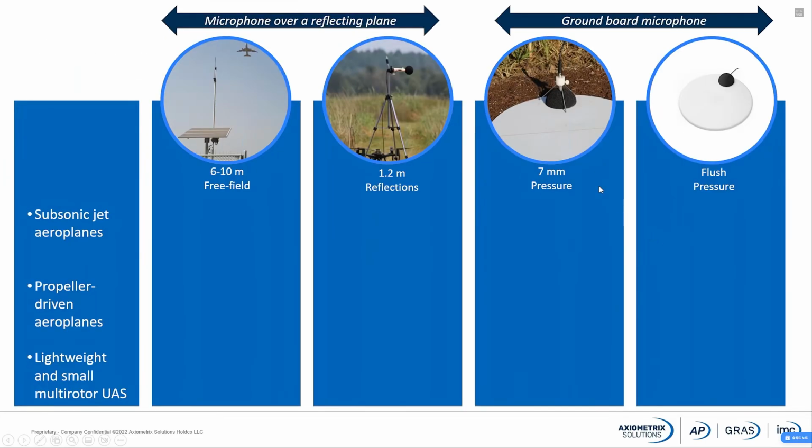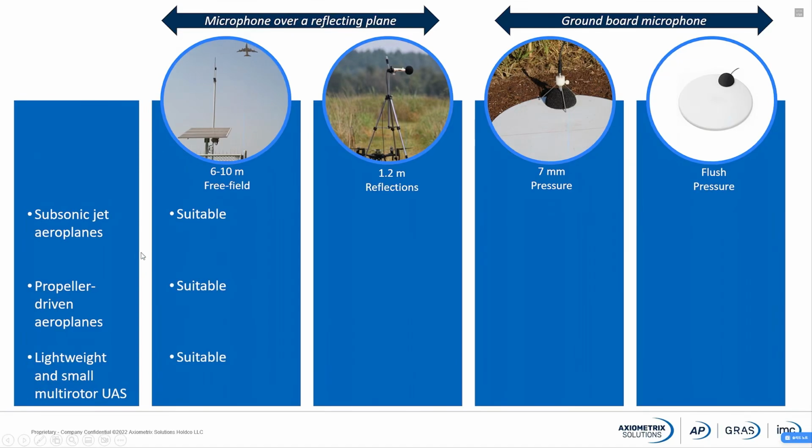So in order to sum up, I have this picture, and this is the second last slide. So it's soon time for some questions. If we take the 4 different methods that we have gone through in this presentation, we had the 6 to 10 meters free field condition. We had 1.2 with a reflecting ground. We had 7 millimeter air gap with a pressure microphone. We had a flush mounted pressure microphone. So this is a free field condition because no reflections go up to the microphone again.